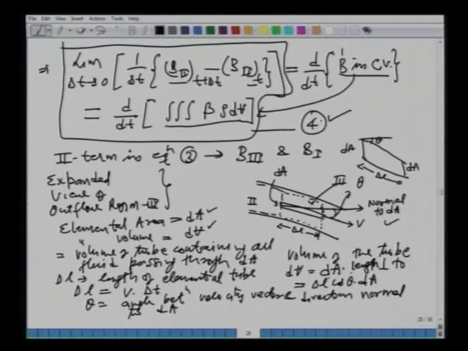Using this we get different terms, that is, the length of this tube is V times delta t, and dV was defined as area multiplied by the length of that particular element. So, it will come out to be delta L cos theta dA.